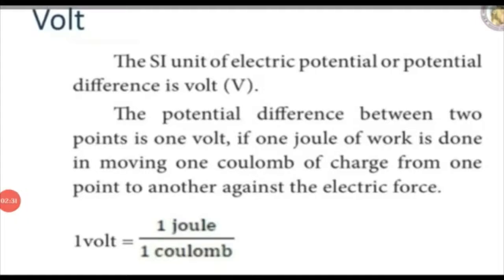Next, volt. The SI unit of electric potential or potential difference is volt. It is denoted by the symbol capital V. The potential difference between 2 points is 1 volt if 1 joule of work is done in moving 1 coulomb of charge from one point to the other against the electric force.